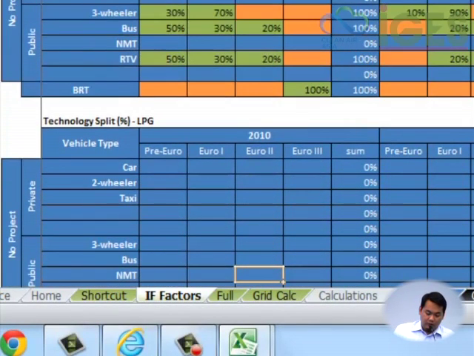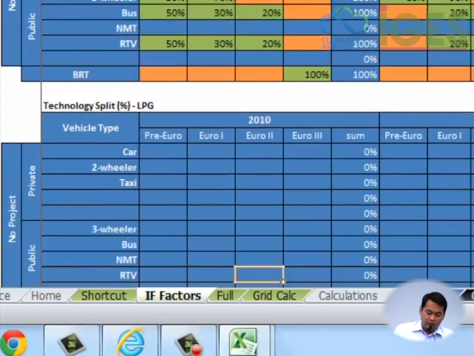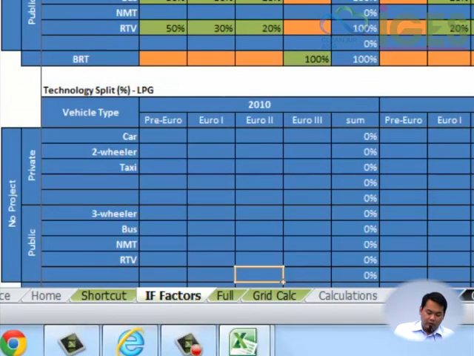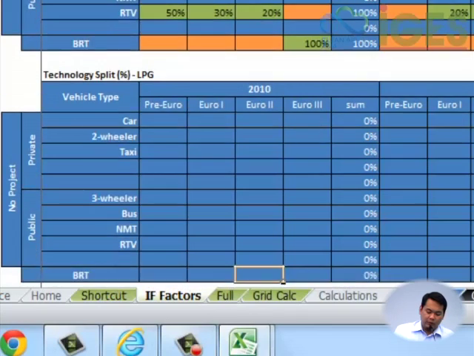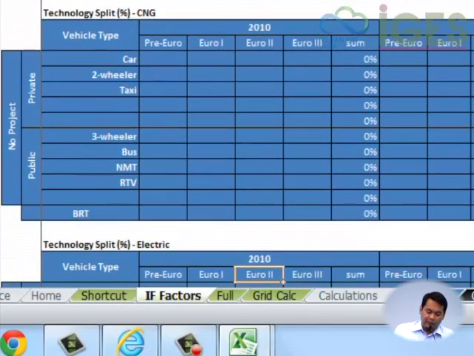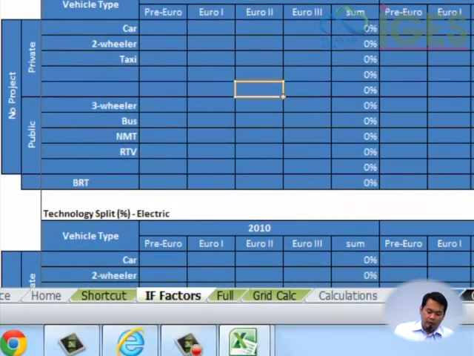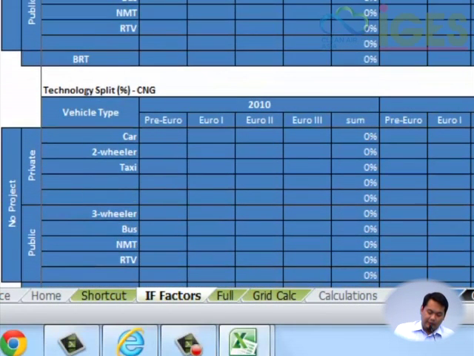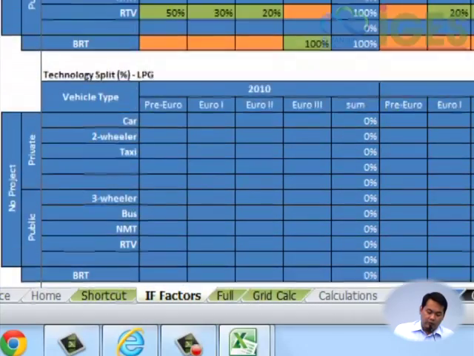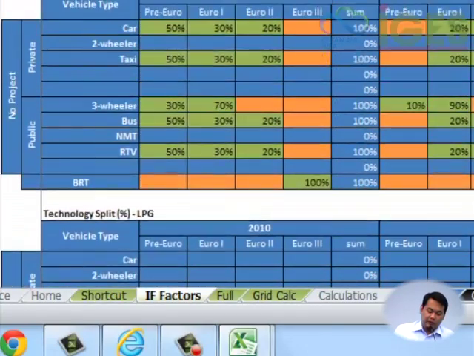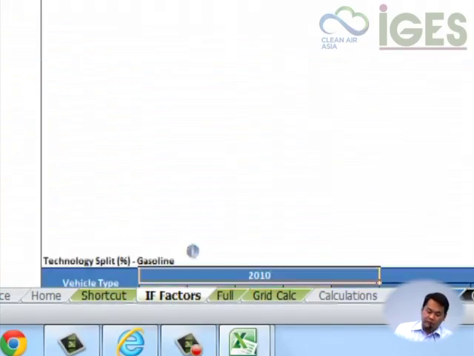But for the others, these are blue, so you don't need to worry about them since you don't have them in the fuel split. So none of your cars are running on LPG, for example, or CNG or electric, and you don't need to worry about putting technology splits here because none of them are actually running on these fuels.